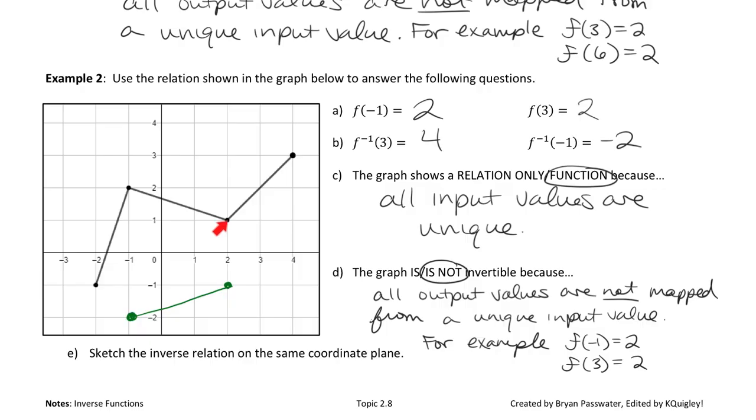What is this coordinate point? And so if we switch it, 1, 2. What's this coordinate point? 4, 3. So if we switch it, 3, 4. So for each of these, we have switched the inputs and outputs, and we have created the inverse relations graph.